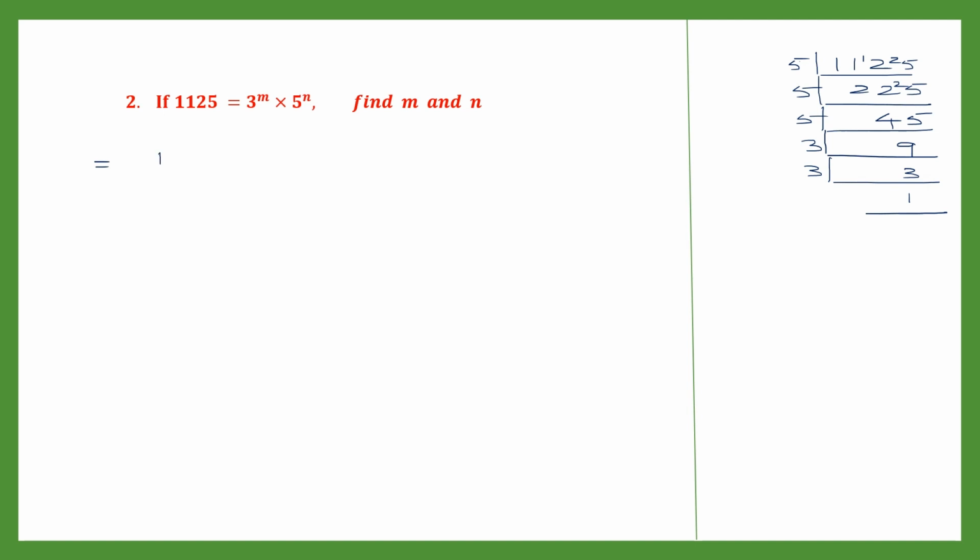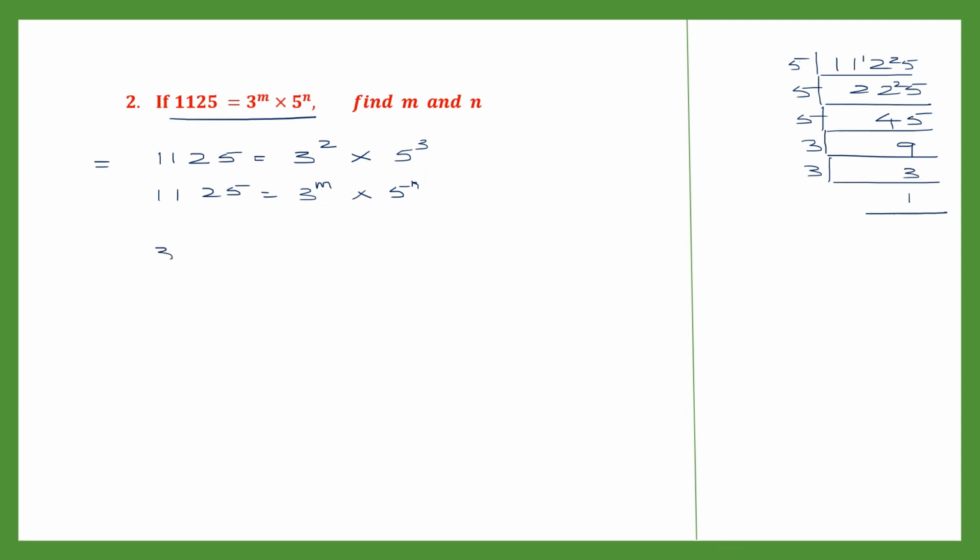So what are the prime factors of 1125? Let's write that first. The prime factors of 1125 are 3. How many times of 3? 3 raised to the power of 2 into 5 raised to the power of 3. So here it's already given this way, isn't it? So let's write that also. 1125 is equal to 3 raised to the power of m into 5 raised to the power of n. This is what is given to us in the question. That means this is equal to this. So let's write that also.